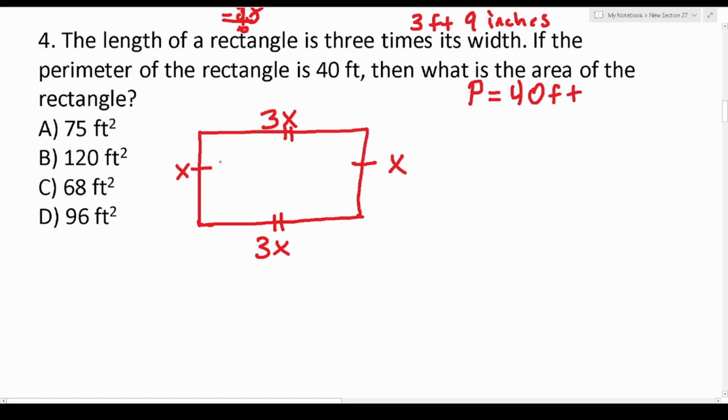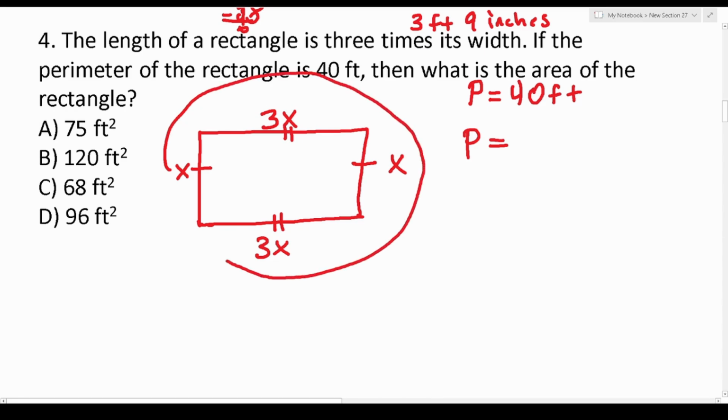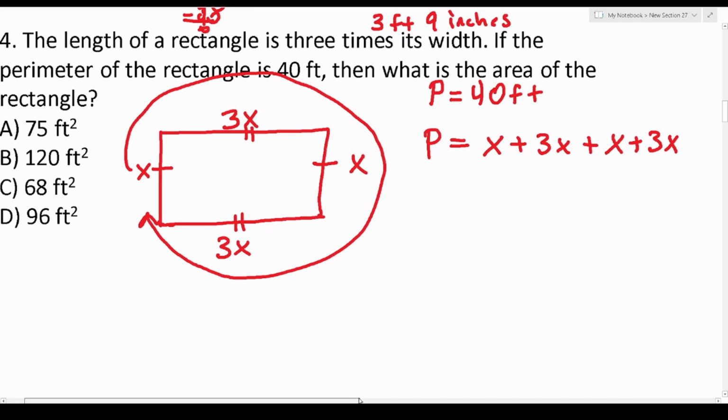How can we use this information about this rectangle's perimeter as well as these x's to figure out what x is? Well, that's pretty easy to do. To find the perimeter of a rectangle, you add up all of the sides. So if you start at x, to find the perimeter, that would be x plus 3x plus x plus 3x. So let's go ahead and write that out. The perimeter of this rectangle would be x plus 3x plus x plus 3x. Okay?